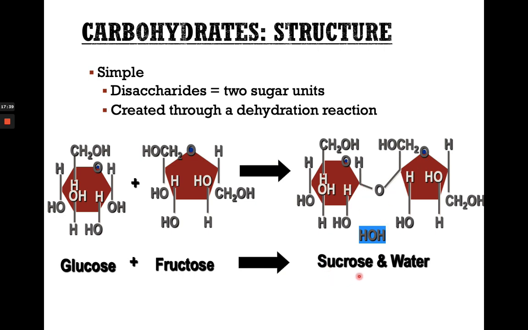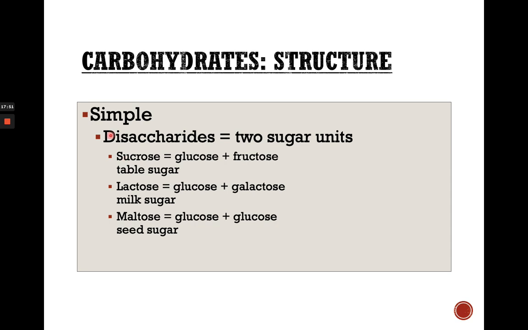So there's a sucrose molecule. Sucrose, the sugar that we use at home, is made up of 1 glucose and 1 fructose monomer bonded together. Disaccharides, again, 2 sugar units. So there's sucrose, we just talked about that.